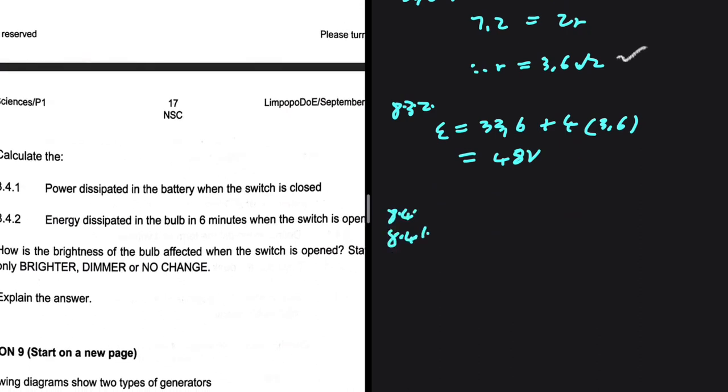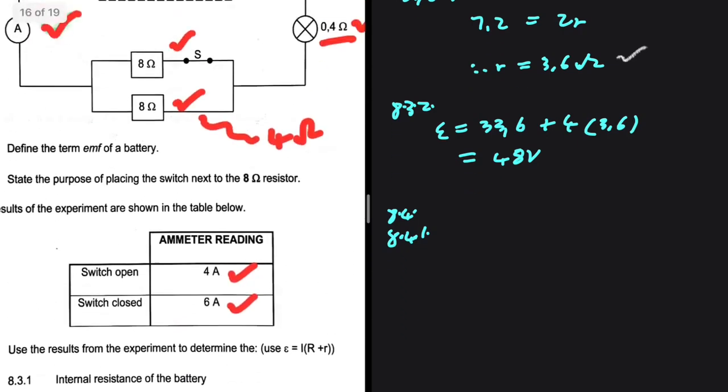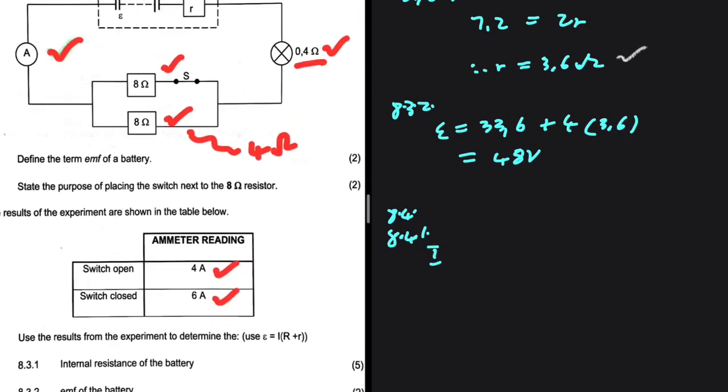8.4.1. Calculate the power dissipated in the battery when the switch is closed. The power dissipated in the battery when the switch is closed. Right, let's go to our sketch. When the switch is closed, the current is 6 ampere. The internal resistance is 3.6. So that doesn't change. We know fully well that the power is equal to I squared multiplied by R. Well, the power is equal to V squared divided by R, and it is equal to V multiplied by I.